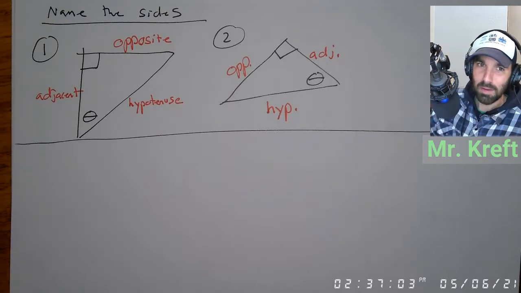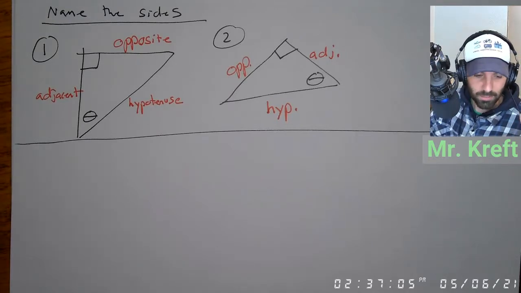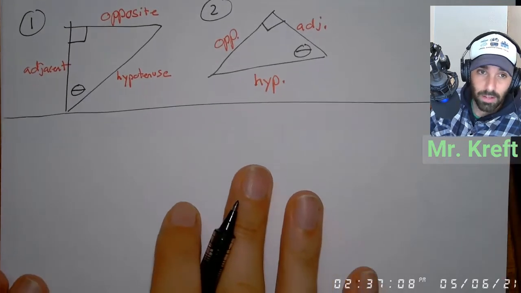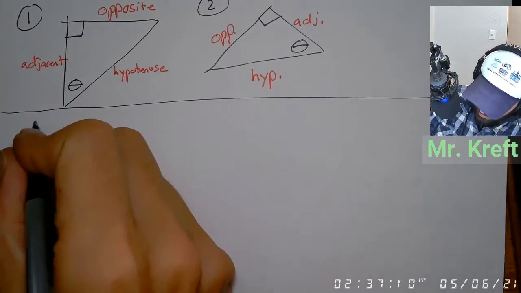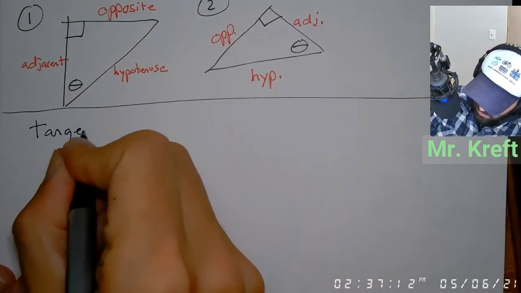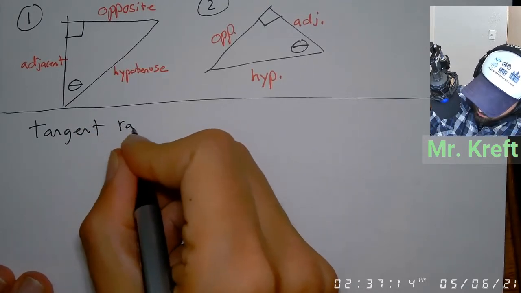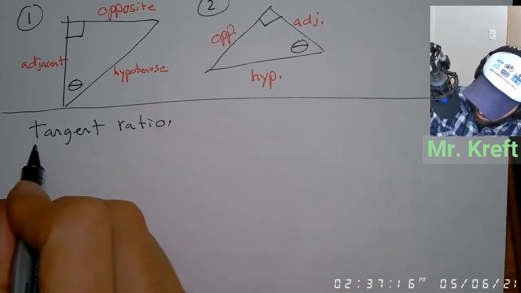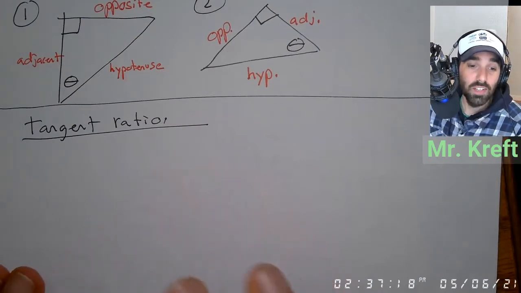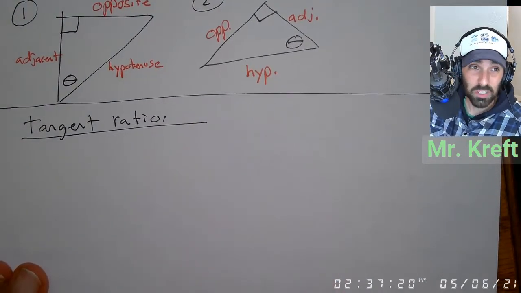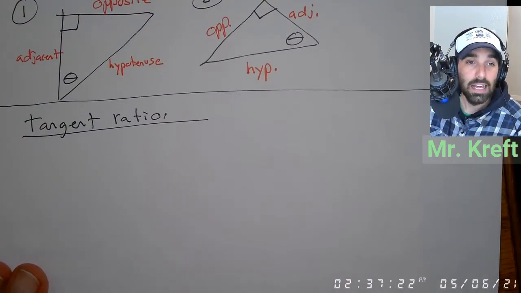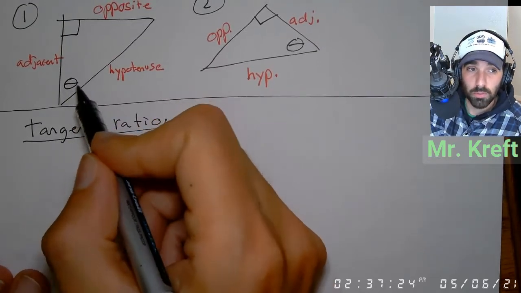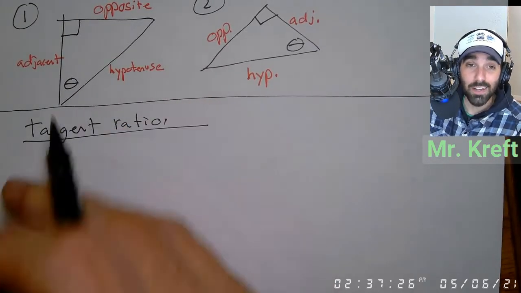All right, we haven't talked about tangent yet, so we had to do all this build up for tangent. So now let's talk about tangent. So the tangent ratio. Now remember, the tangent ratio is a ratio, which means a fraction. We're going to be comparing sides, right? And the ratio of sides is going to be dependent on an angle.